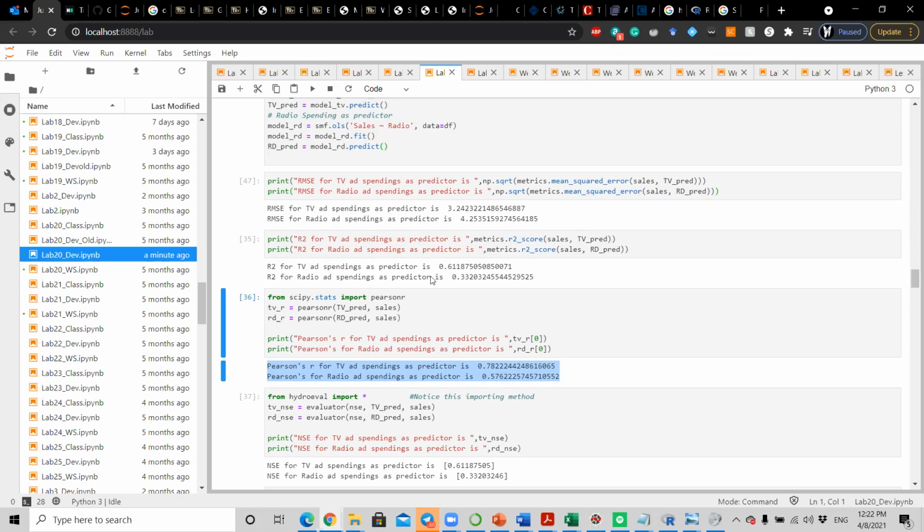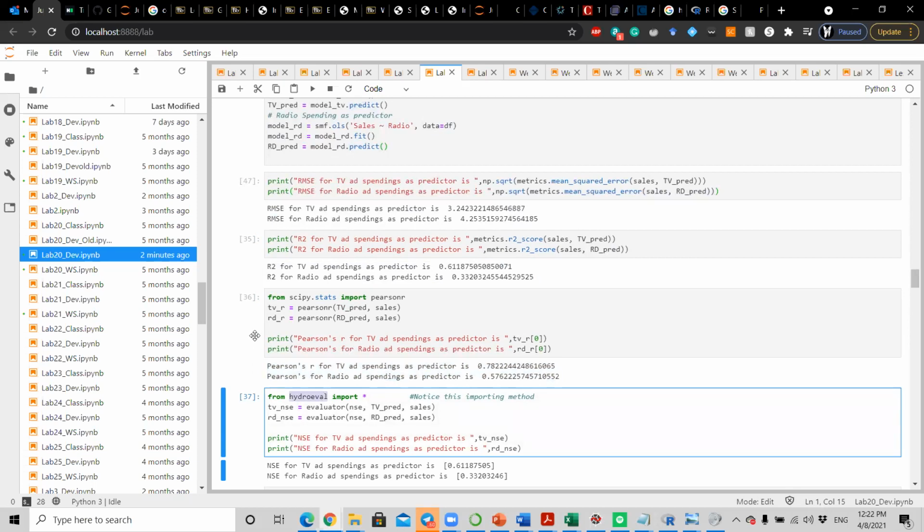So now we are going to do something new. I am importing the Hydro Eval package. You may have to install it if you don't have it already on your systems, but it's nothing different from the other packages that have been installed. And do you remember this? What does this mean?